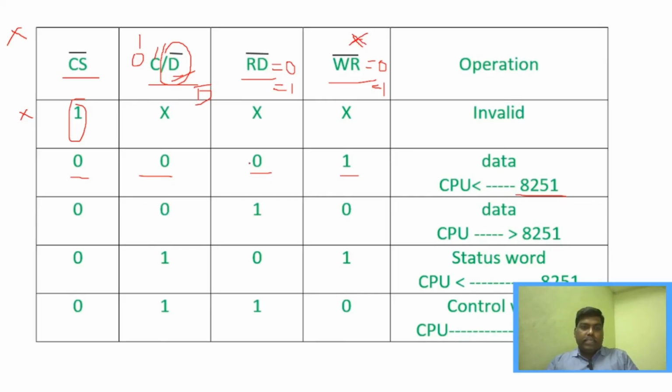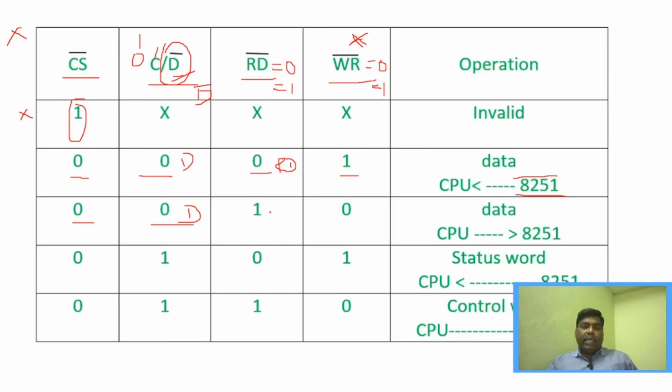So which means it represents the data bus buffer and the read signal, which means the CPU can accept the data from the data bus buffer. That is, it accepts the data from 8251, right? And now again, if CS is equal to 0, it selects the chip 8251, and C/D is equal to 0, which once again represents the data bus buffer, right?